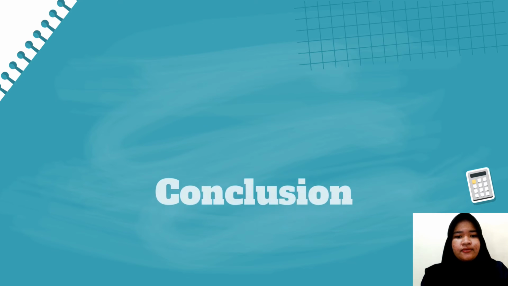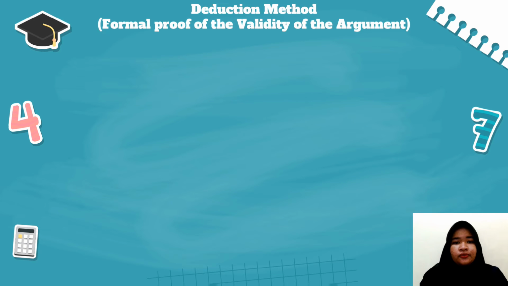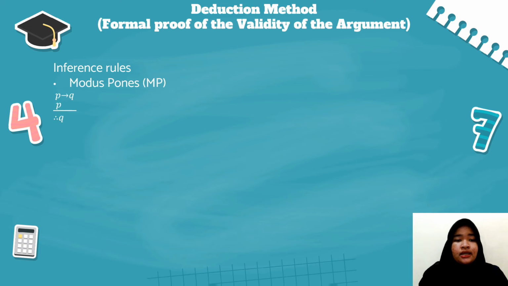Okay, next we will discuss conclusions. In making a conclusion, there is the deduction method for formal proof of the validity of an argument. There are inference rules. First is modus ponens or MP. If there are two premises, the first premise is P implies Q, and the second premise is P, so the conclusion is Q.